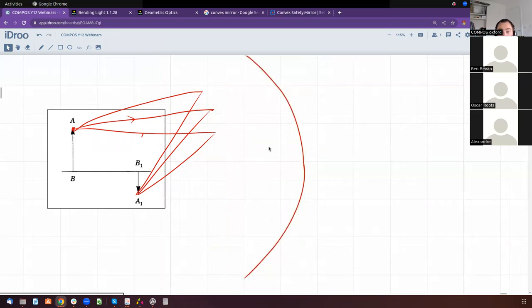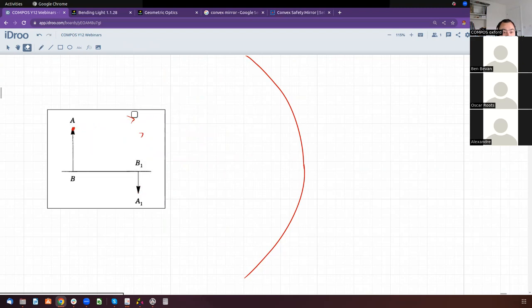Let's put it somewhere here. We don't know where it is, but we do know that a ray traveling from B has to go through B1. And the only way that this is possible is that the mirror is vertical right here. B goes from here and it has to bounce back exactly into B1. Therefore, the mirror is flat here. So this is the optical axis of the mirror.